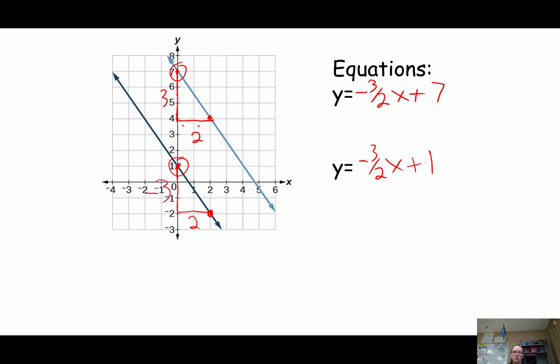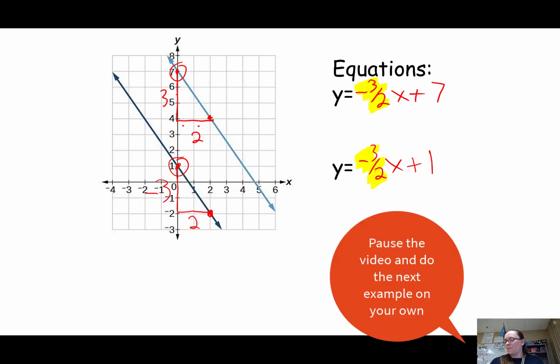So now looking at these two, notice my y-intercepts are different, but my slope is the same. Okay, this number here, for the lines to be parallel, has to be the same. Okay?